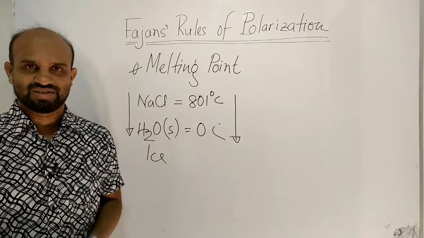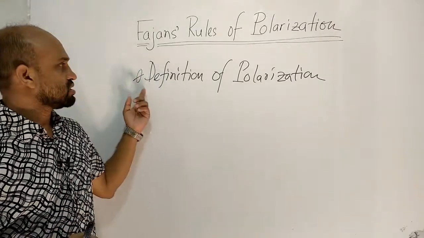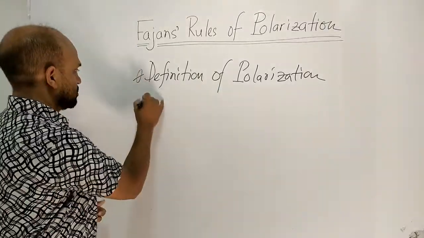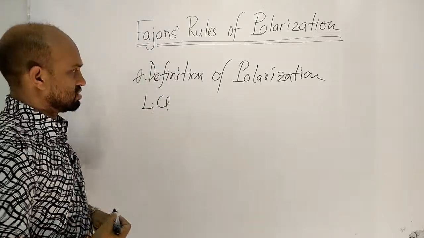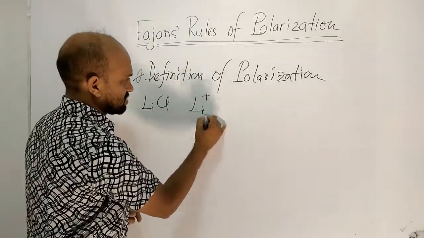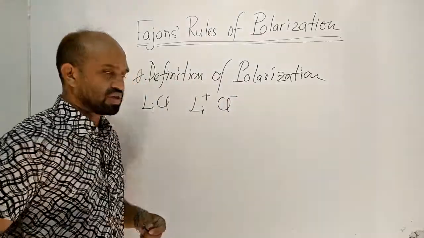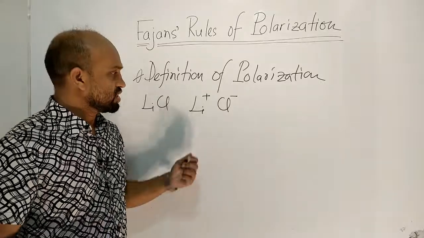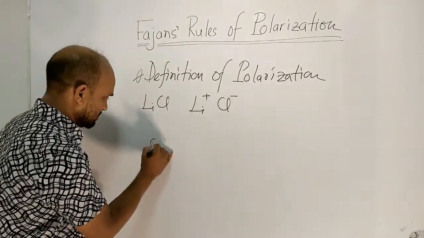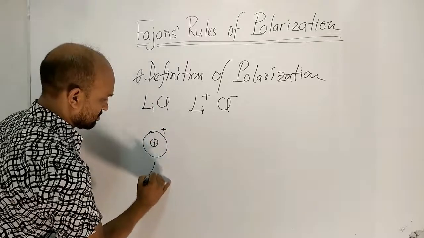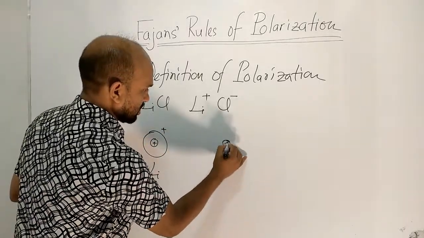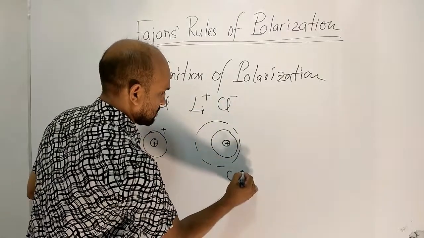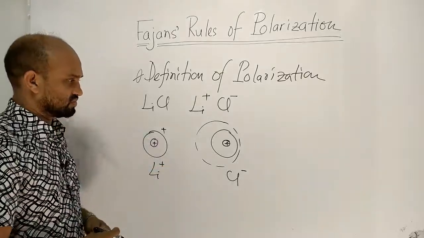Let's see the next point. Now the point is definition of polarization. Let's consider an ionic compound, lithium chloride, where lithium is cation and chlorine is anion, that means chloride ion. Let's see the molecule diagrammatically. That means this is lithium ion and this is chloride ion. This is electron cloud of chloride ion. Here minus, here this is plus.